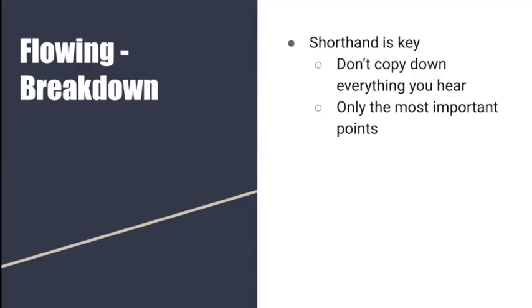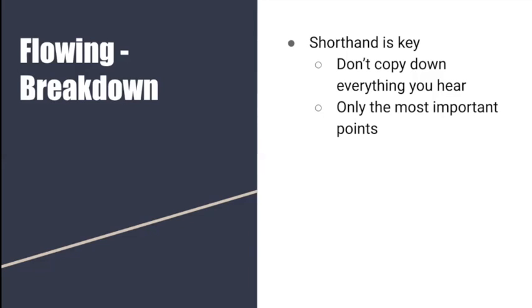So the first part of shorthand is you want to be able to select certain words and phrases that you know, when you read them, you will be able to understand the full idea. The second thing is, beyond just writing down words, you want to develop your own style of writing really quickly. So what I mean by that is using different symbols, for example, or common abbreviations to make your flowing as quick as possible.